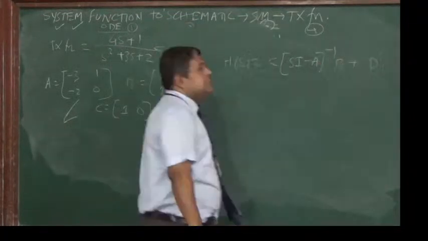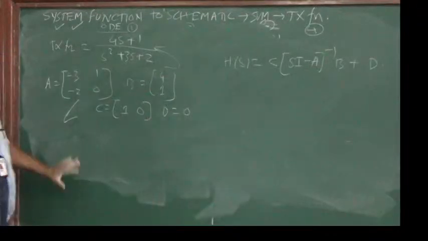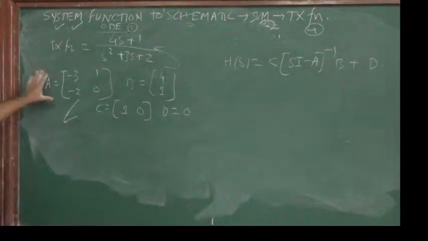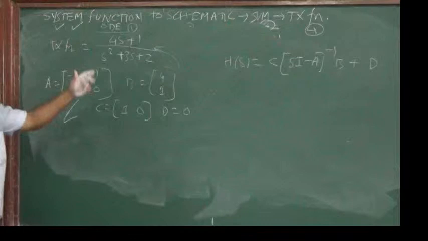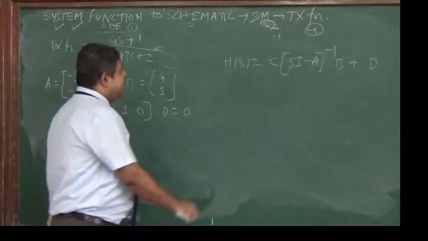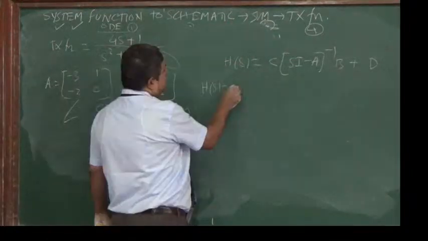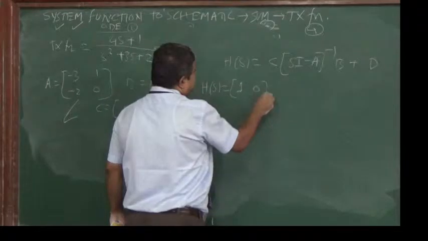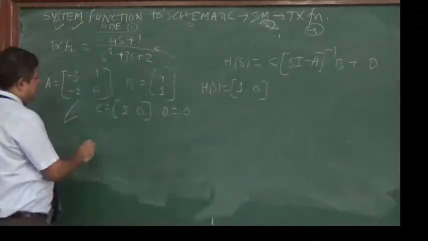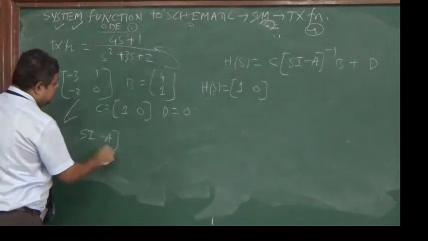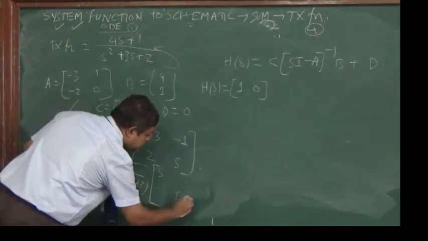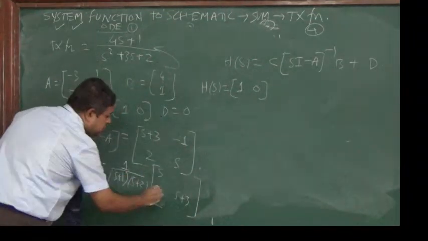Okay. So now forget the above part. Now just see this: the A matrix, B matrix, and C matrix are given. So what is C? Now H(s) is equal to C, and C is nothing but 1, 0. Okay. What is sI minus A? So let us solve it first. So sI minus A becomes s plus 3, and changing the sign, this becomes minus 2 and 1.